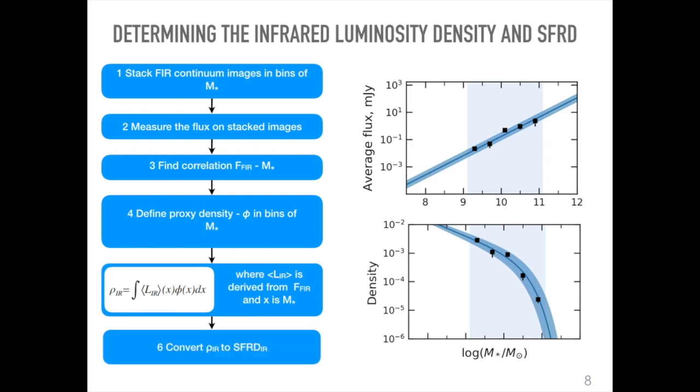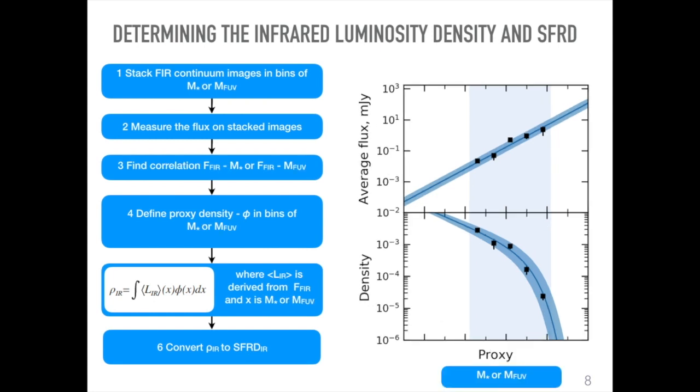And of course, we can also use other proxies of the far infrared flux. For example, we can use the FUV magnitudes. And the UV luminosity functions we can also get from the literature, since they're quite well constrained in these redshifts.